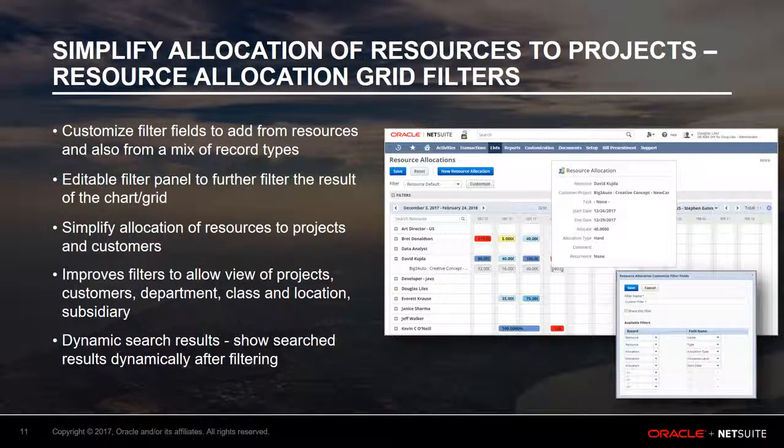They will also have the ability to customize which filter fields to add, not only from resources, but from a mix of record types. The new functionality also includes the ability to show filter fields in the filter region as editable. Filter values will automatically be shown on the page. Lastly, filters can be set by resource or allocation categories. The resource allocation grid filters enhancement introduces more flexibility and control over resource scheduling, better aligned with industry best practice.